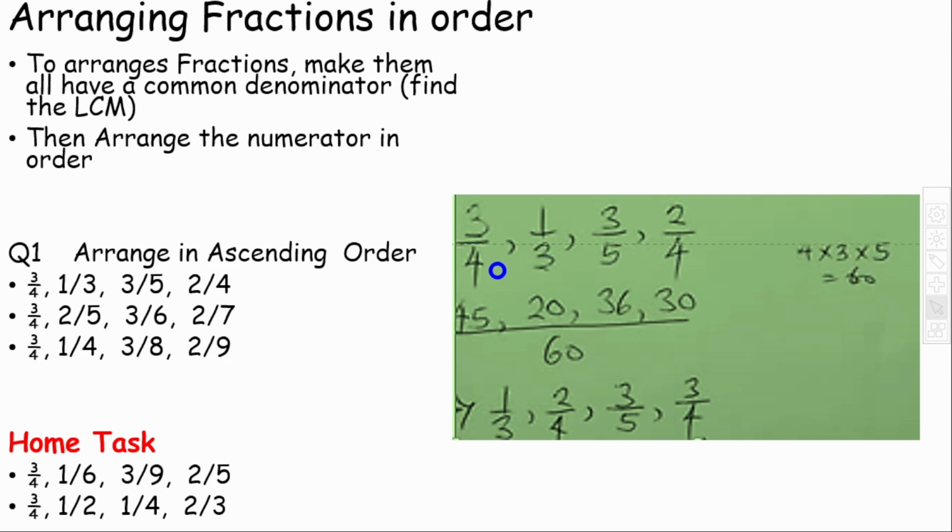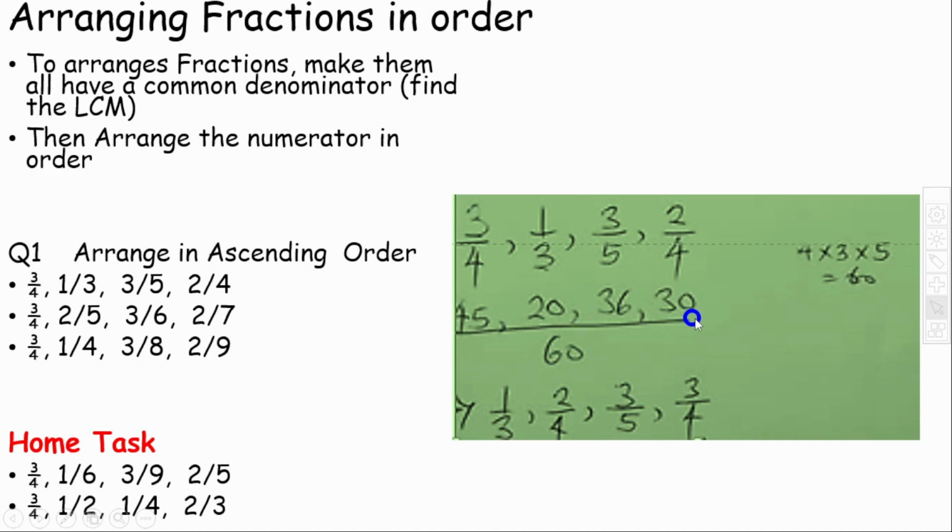Is 4 a multiple of 3? No, it's not. So all the numbers here are not related, except that number 4 was repeated. If it is repeated, you just take it as 1. So 3, 4, and 5 are not related. To find the LCM, we simply multiply the 3 numbers: 4 times 3 times 5. And the final answer is 60. So you write 60 here.